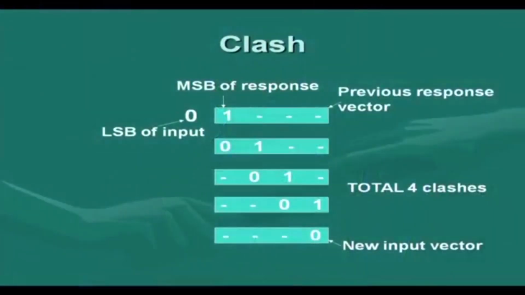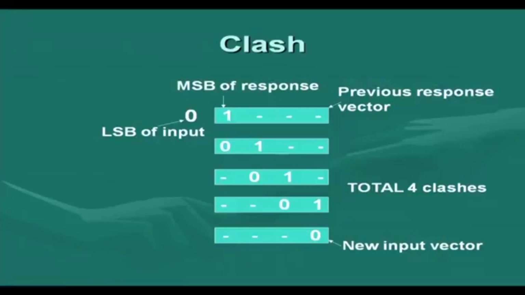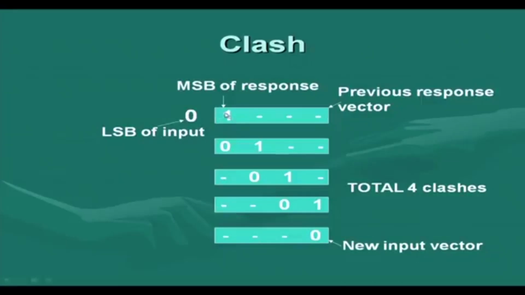Another source of transition in the scan chain comes from the clash between the previous response and the next input test vector. It is like this. Suppose the last pattern was applied to the circuit and the response was such that the most significant bit of the response is 1. These bits we do not consider, because they will contribute to the weighted transition when shifting out the response. That has already been taken care of. But suppose this bit is 1 and the least significant bit of the next test vector is 0.